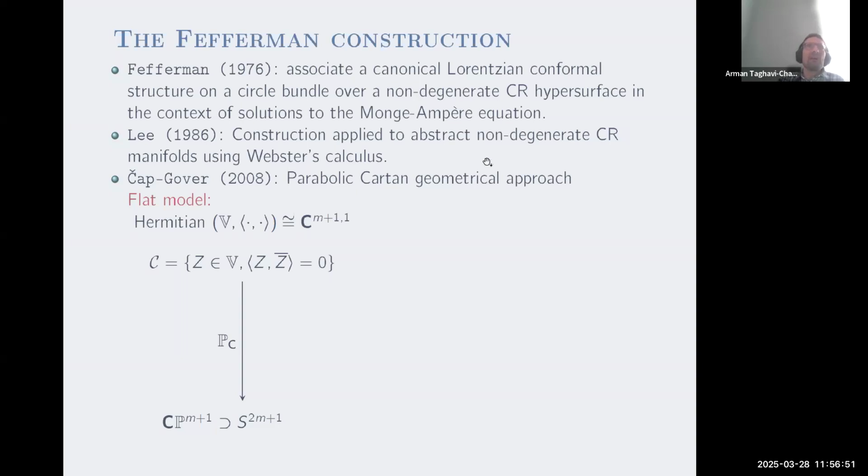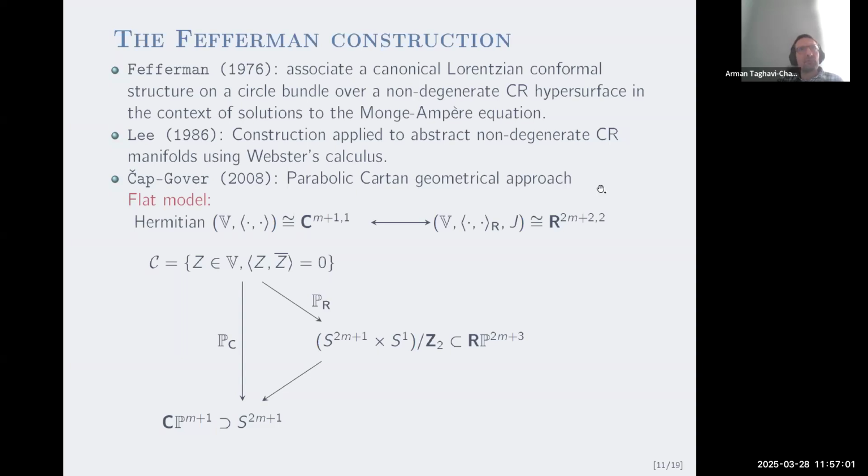And I will review the construction from two different perspectives. The first one, due to Čap and Gover, is from the perspective of parabolic Cartan geometry. So you have the flat model that I gave earlier on. You start with a Hermitian inner product of Lorentzian signature on C^{m+2}. And you have this cone of complex null lines.